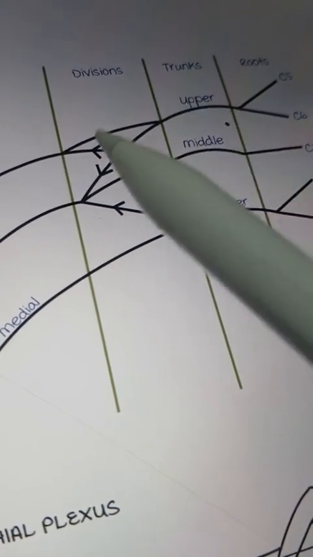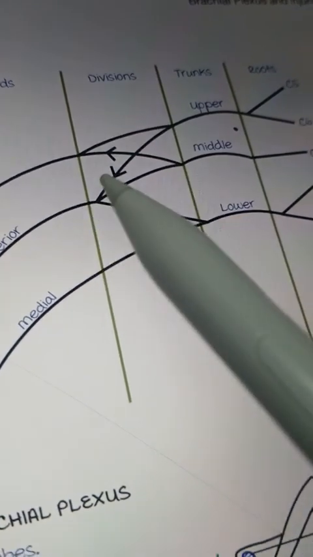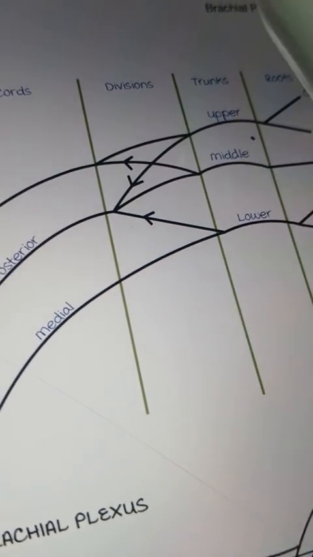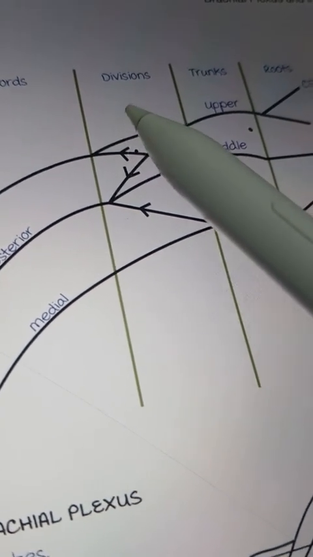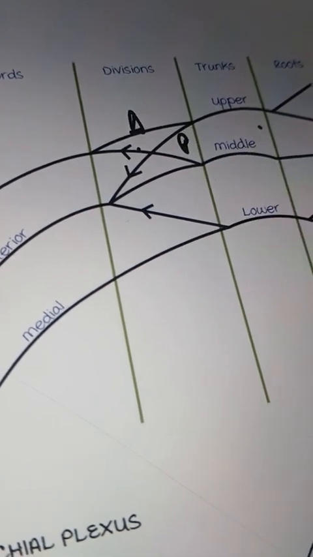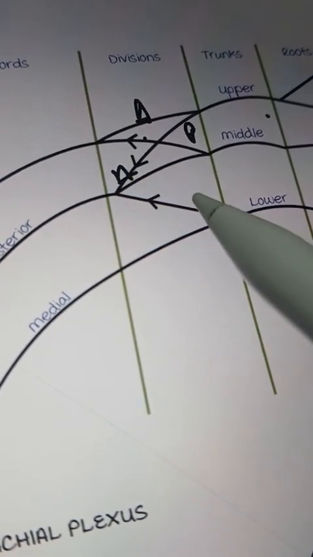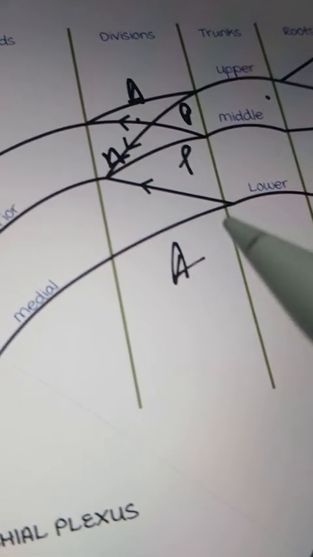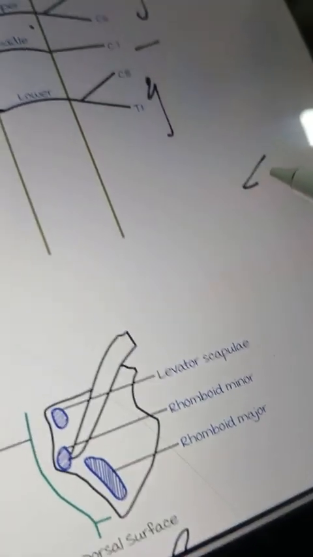Next what we form is a division. Now the upper trunk is getting divided into anterior and posterior division. It's very important, so now let's name them. This division which you are seeing now is the anterior division, and this division is the posterior division. Two of them. Now the middle trunk is again getting divided: that's the anterior division of the middle trunk, and that's the posterior division. And the lower trunk, that's the anterior and that's the posterior. The one shown by the arrow is the posterior division.